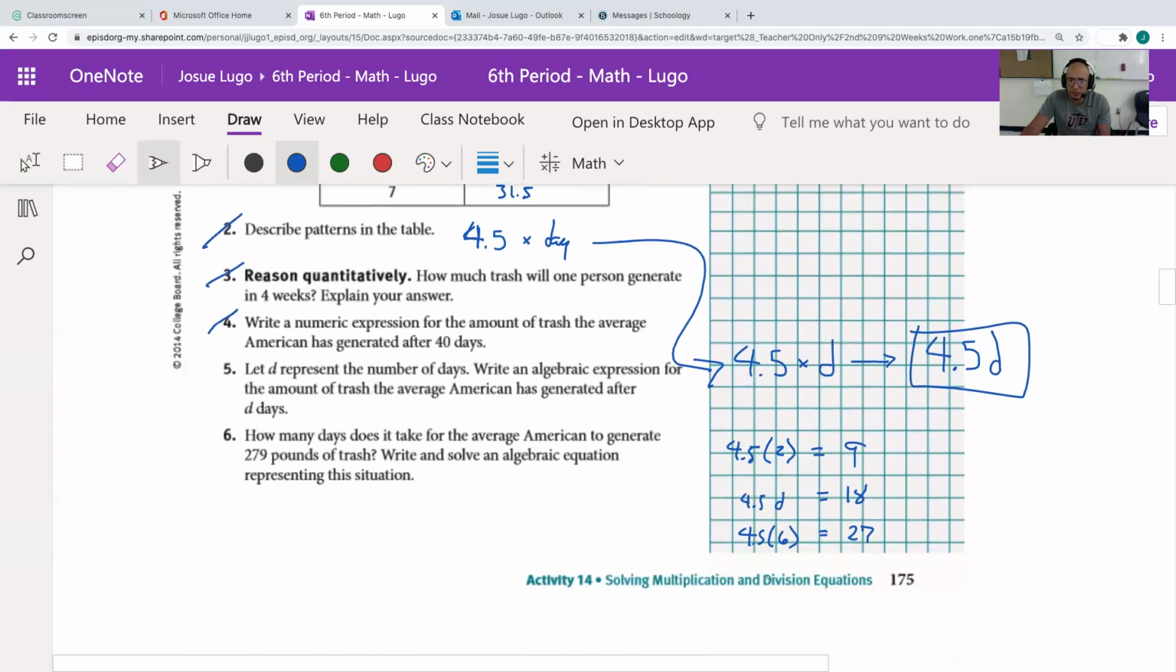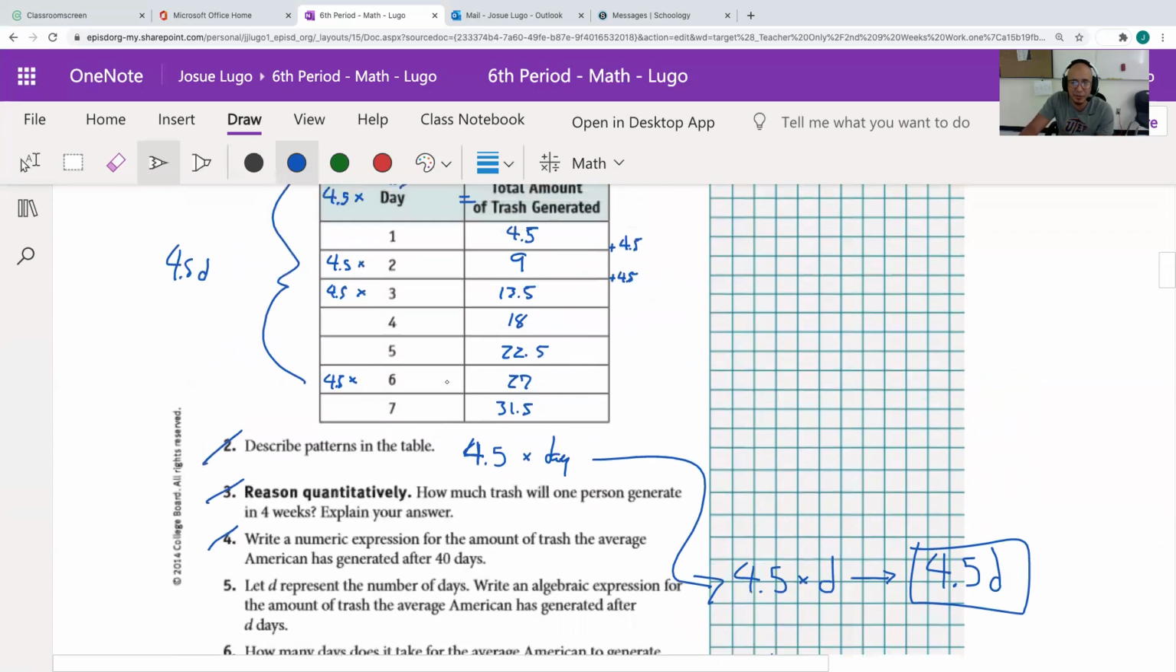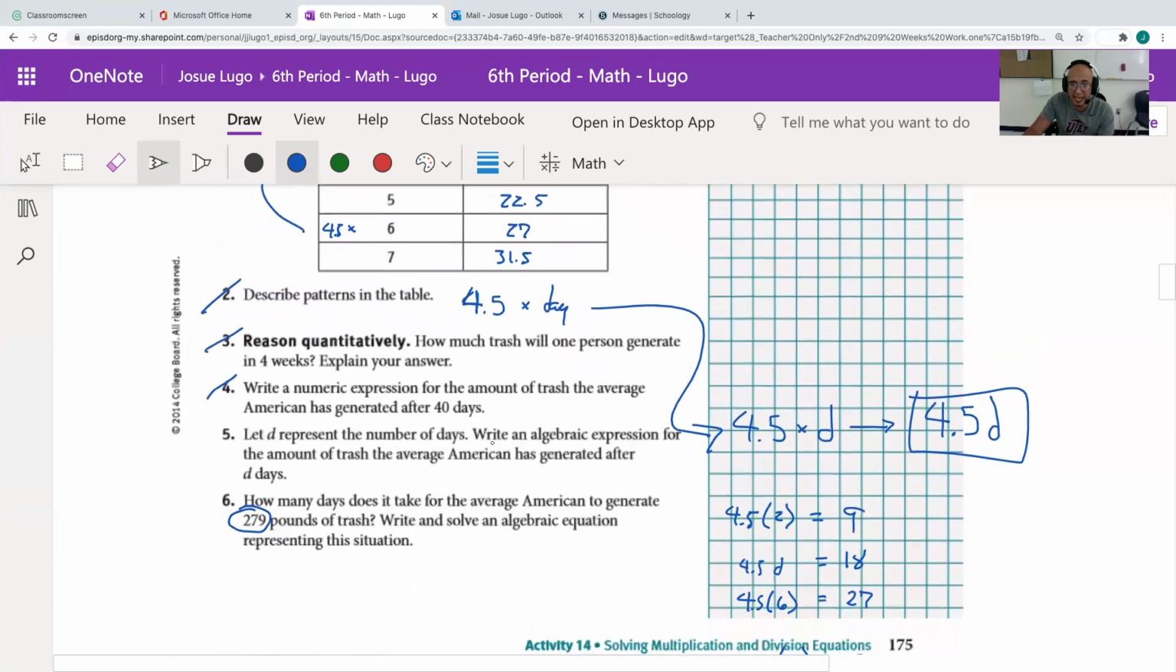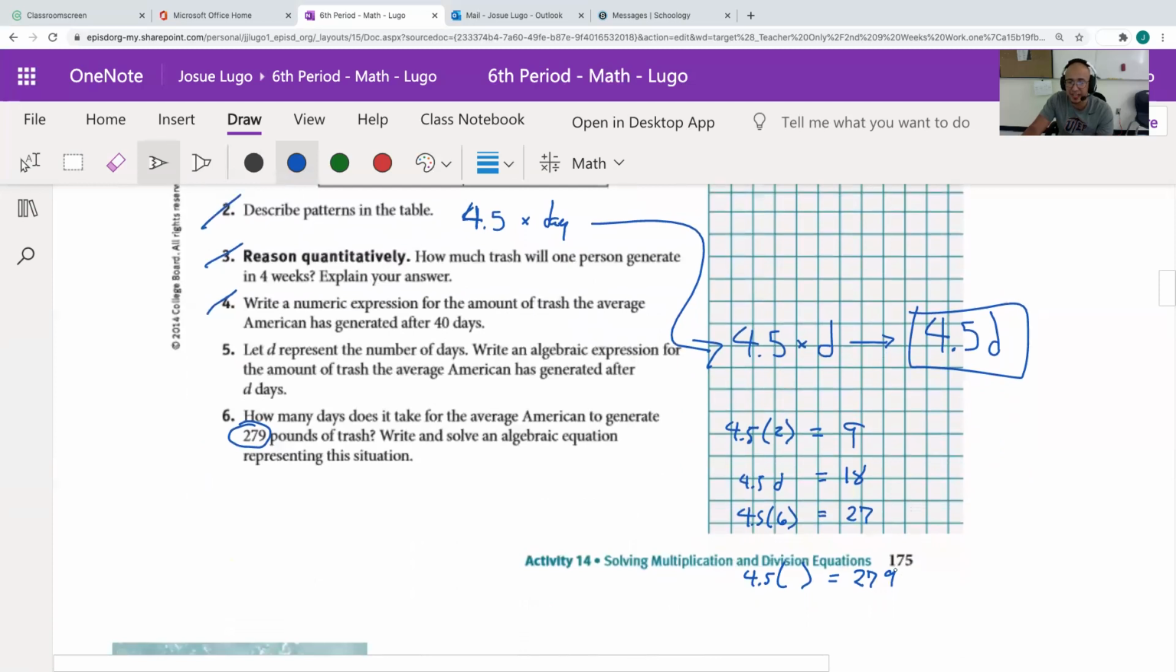Okay, where are you going with this, Mr. Lewis? Well, when you look at number 6, they're asking us how many days did it take? However, they ask for 279 pounds. In other words, let's look at our table and see how many days it took to produce 279 pounds. Well, when I look at the table, I see that my table is too small. I need to keep going and keep adding 4.5 until I get 279.